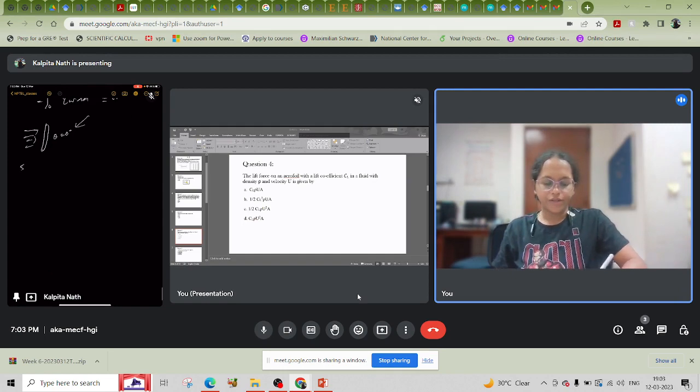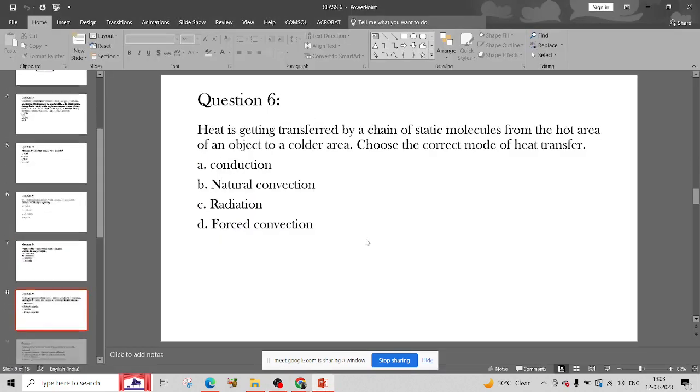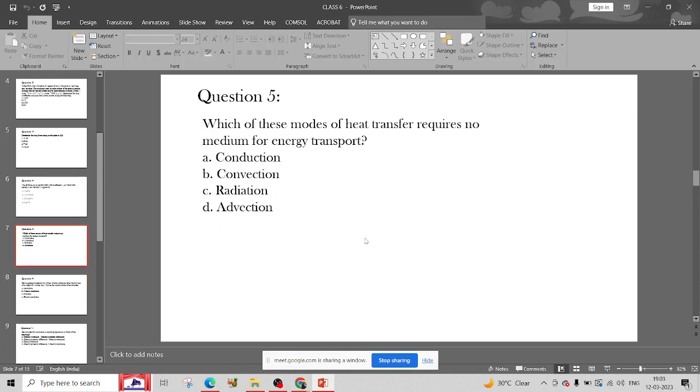Now question number 5. Let us go to question number 5. Which one mode of heat transfer requires no medium for energy transport? Obviously this is radiation. This is 5.